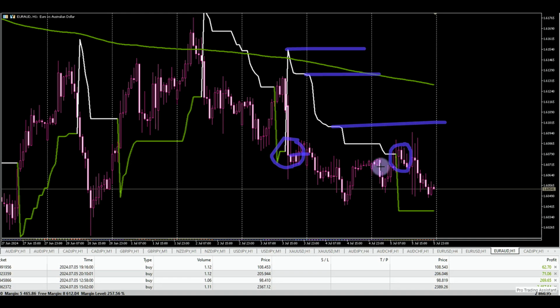Or when I get a 1-to-1, like from here to this point, I take the same profit. So these are the two ways I manage the trade. I trail the stop, and I put my take profit at 1-to-1, which is, if my stop loss is 20, my take profit will be 20.